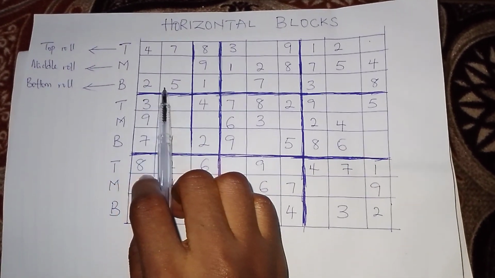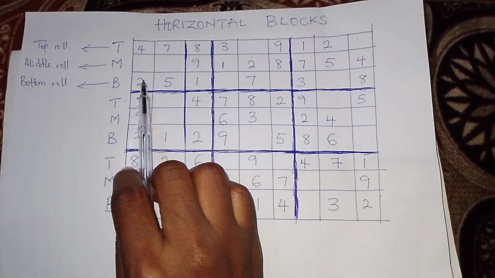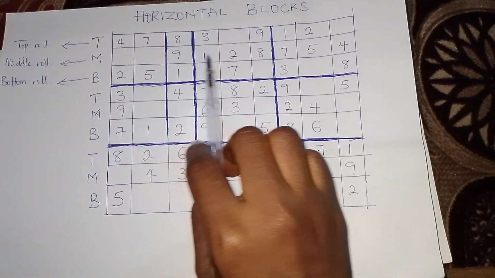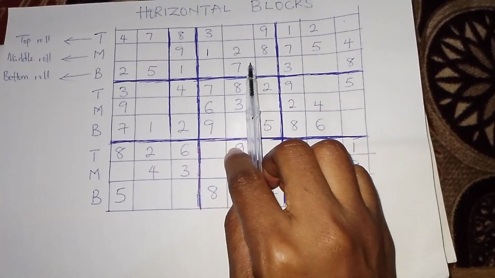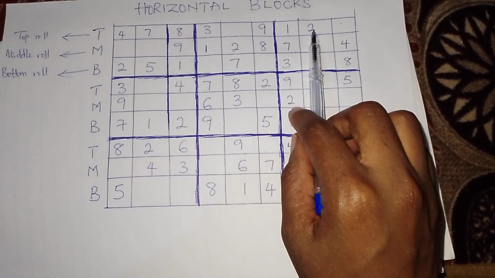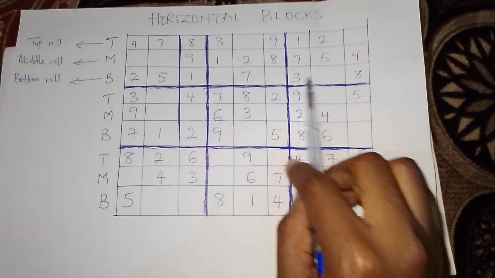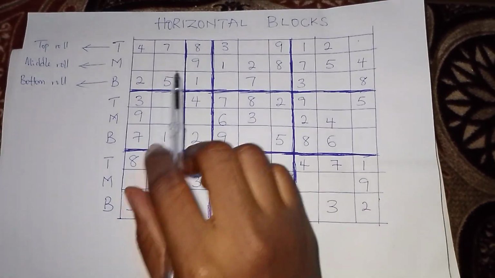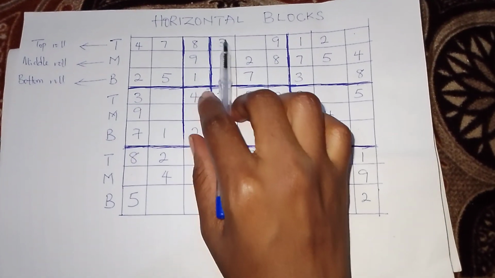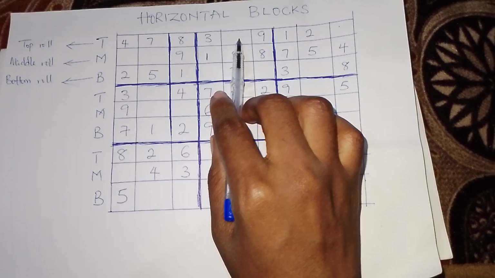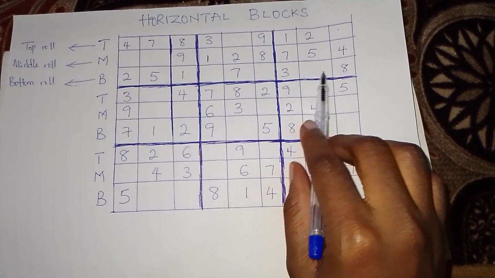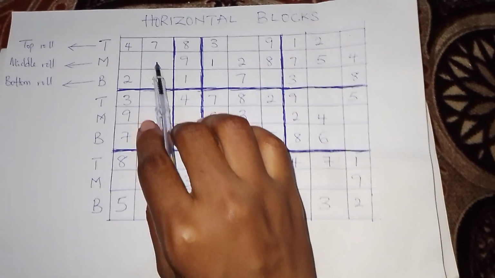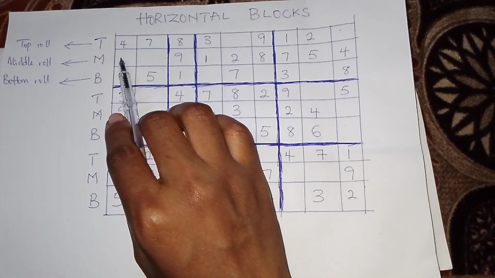We can find 2 at the bottom row, which is in the first block. We can find 2 again here at the middle row in the second block, and we can find 2 again at the top row in the third block. So we also don't have to worry about 2. Let's go with 3. So 3 here, we can find 3 at the top in the second block, and we can find it at the bottom in the third block.